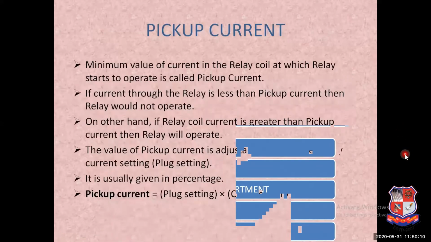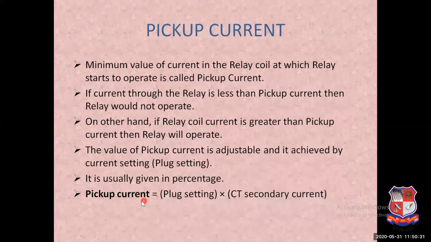Friends, what is pickup current? Pickup current is the minimum value of current in the relay coil at which the relay starts to operate. It means for operation, the relay requires some minimum current. It is called pickup current. If the current through the relay is less than the pickup current, then the relay will not operate. On the other hand, if the relay coil current is greater than the pickup current, then the relay will operate.